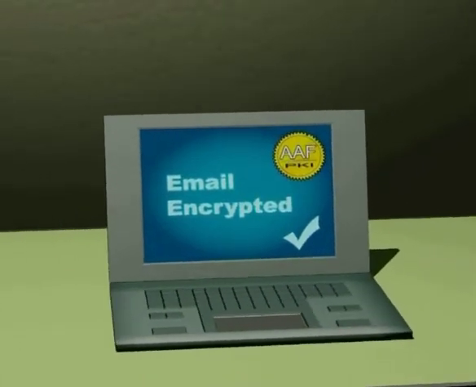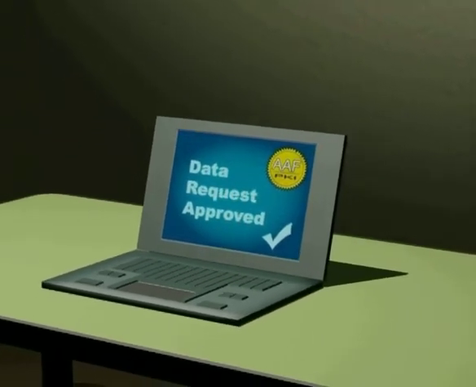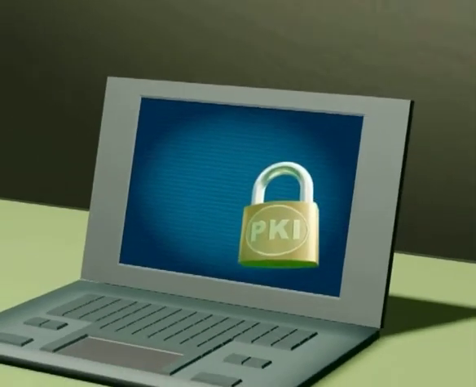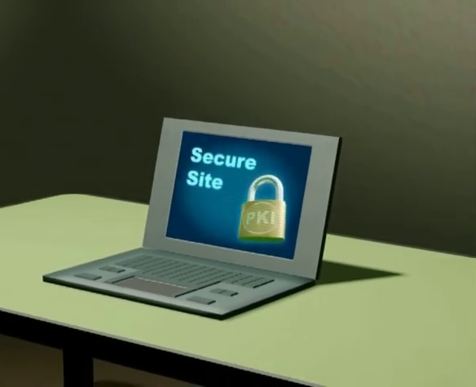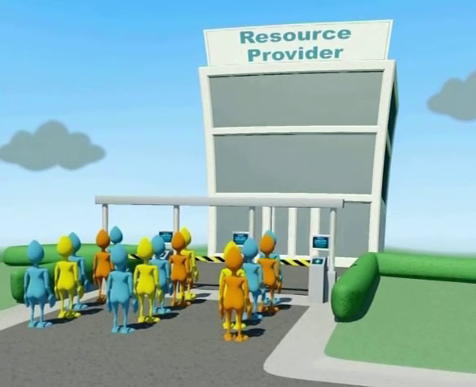There are other uses as well. PKI can be used to encrypt email so that it is secure, to allow the use of digital signatures, and to make web transactions secure by encrypting them. It is PKI, for example, that is behind the secure padlock on web browsers.